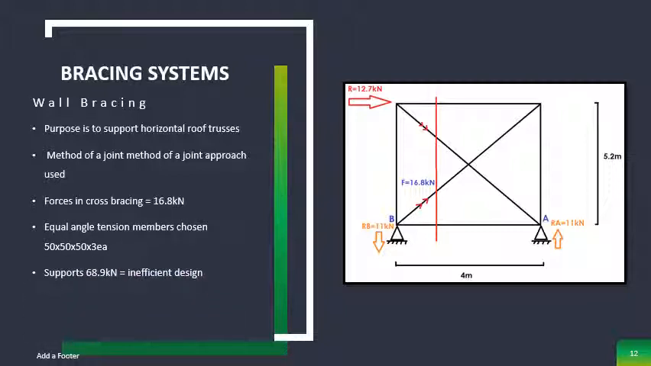The next stage was to figure out the wall bracing. The purpose of this bracing is to support our horizontal roof trusses.